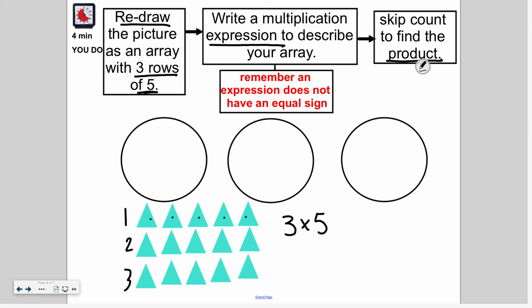Now I want to skip count to figure out the answer. Well, 3 times 5, let's see, 5, 10, 15. So my product is 15. I'm not writing an equal sign because the directions say that this should be an expression. An expression does not have an equal sign. If I add the equal sign, it becomes an equation.